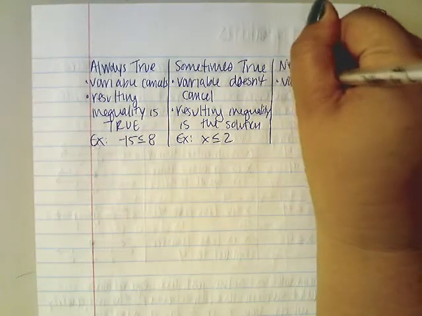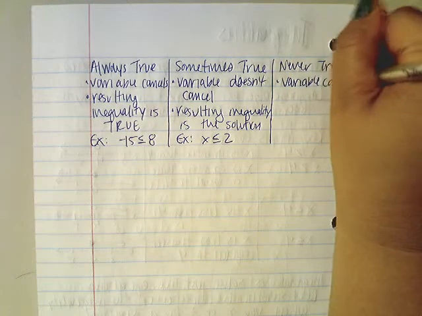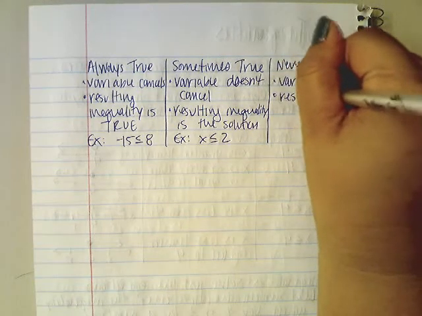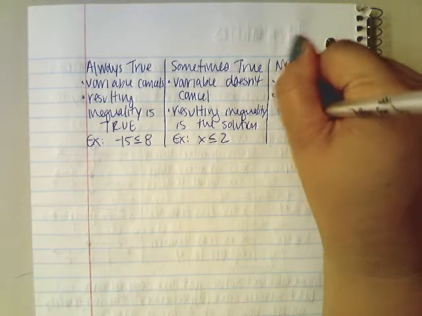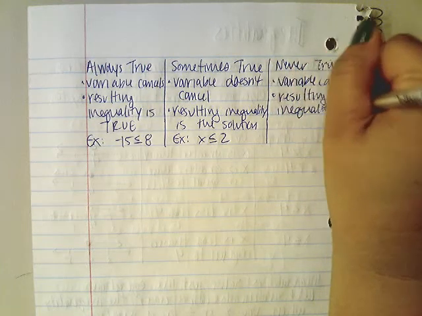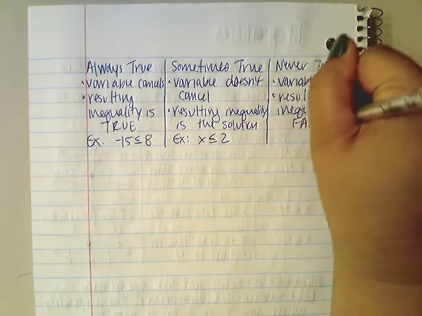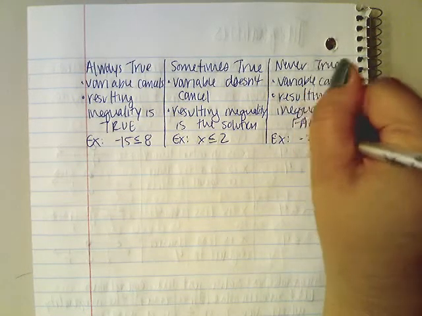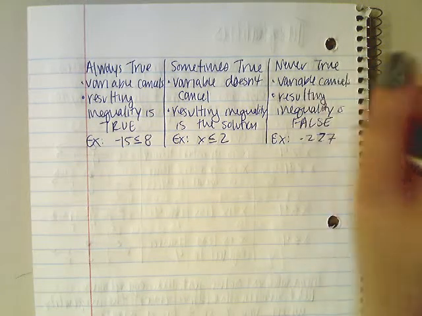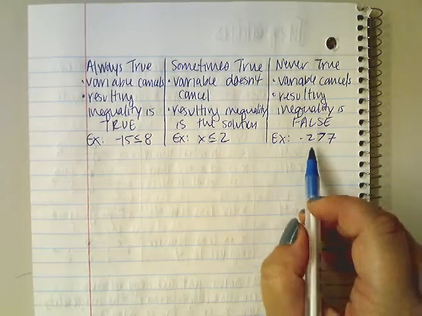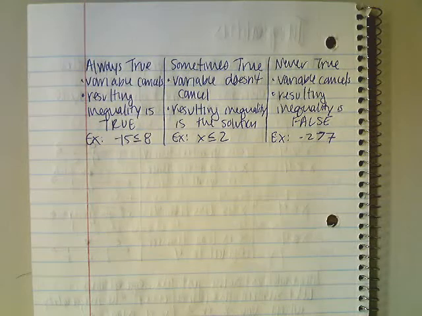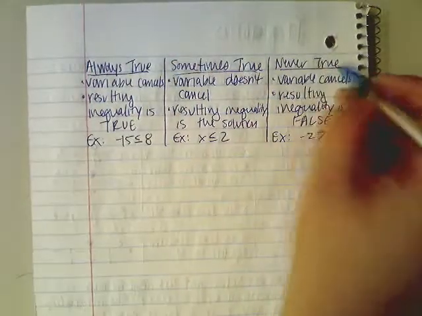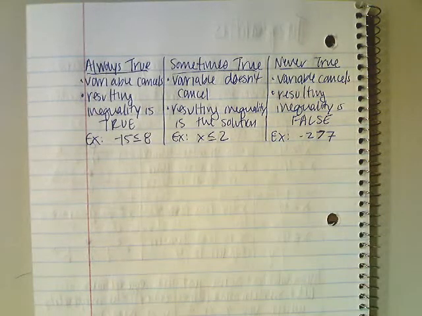Never true: again, the variable will cancel, but the resulting inequality is not true. So it is false. In that situation, it might look something like negative 2 is greater than 7. There are thousands of examples, but negative 2 is not greater than 7, so this would be false, so that would be a never true inequality. So we have always true, sometimes true, and never true in these situations.